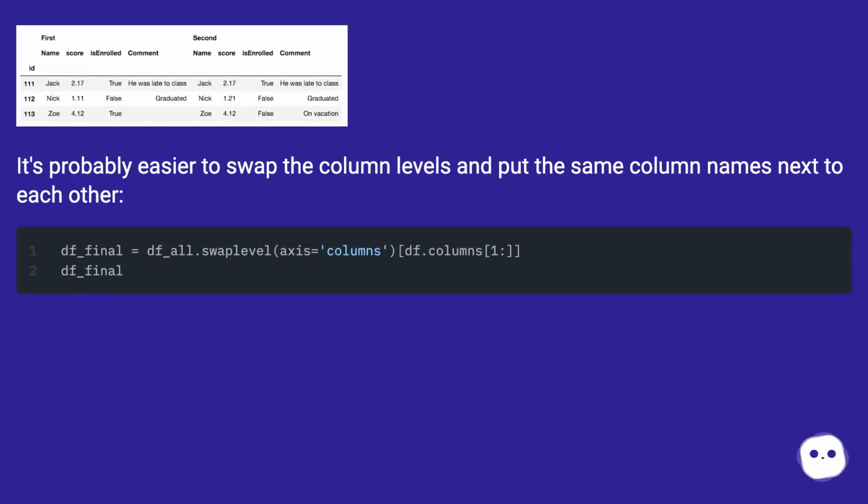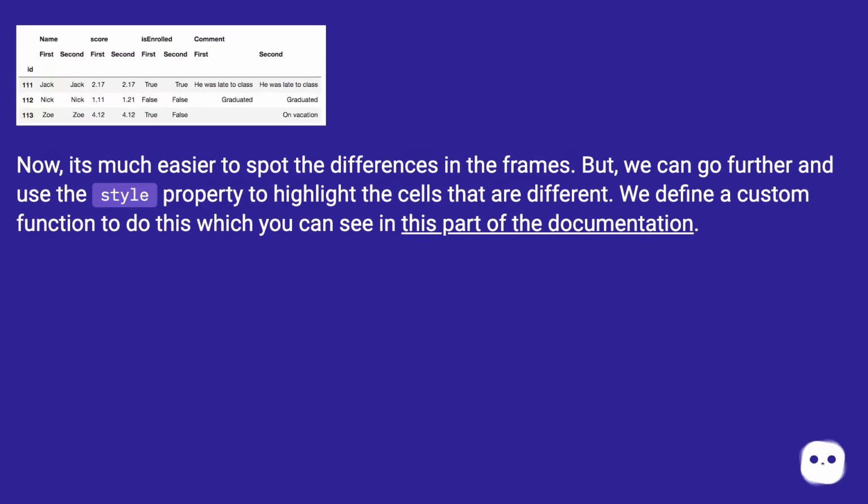It's probably easier to swap the column levels and put the same column names next to each other. Now, it's much easier to spot the differences in the frames. But we can go further and use the style property to highlight the cells that are different. We define a custom function to do this, which you can see in this part of the documentation.